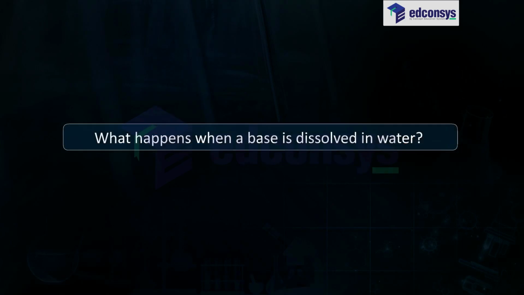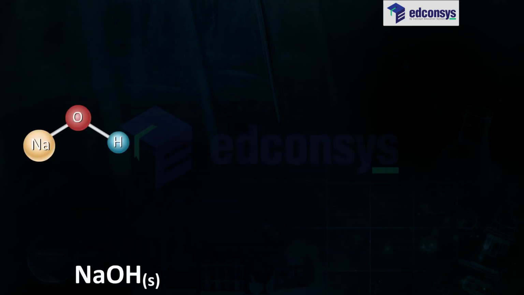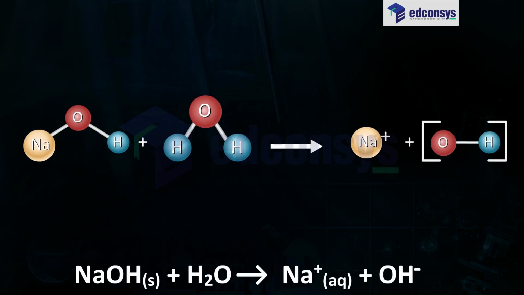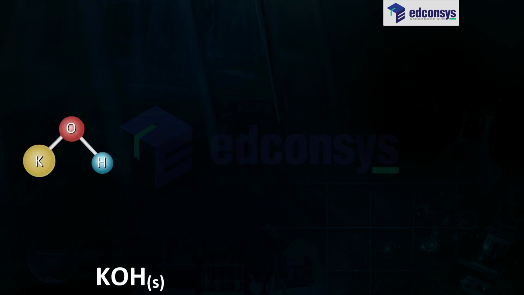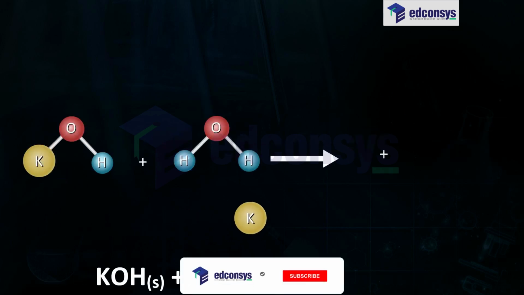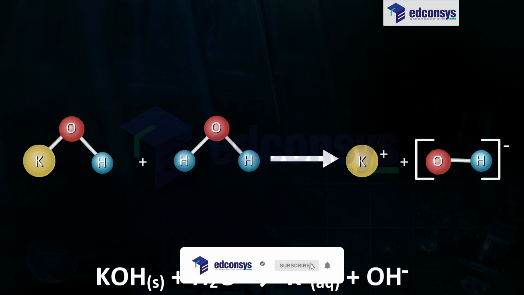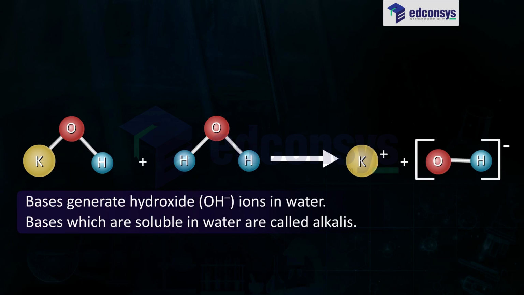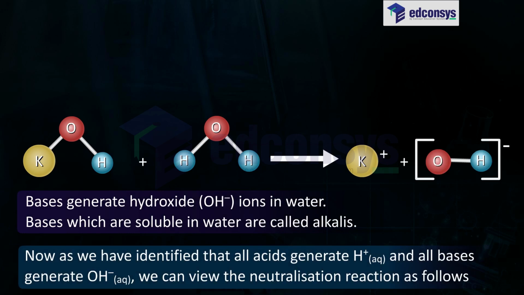What happens when a base is dissolved in water? NaOH(s) + H2O gives Na+(aq) + OH-(aq). KOH(s) + H2O gives K+(aq) + OH-(aq). Bases generate hydroxide ions in water. Bases which are soluble in water are called alkalis. Now, as we have identified that all acids generate H+ and all bases generate OH-, we can view the neutralization reaction as follows.